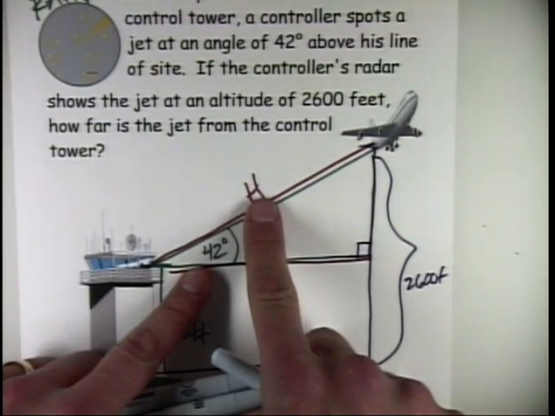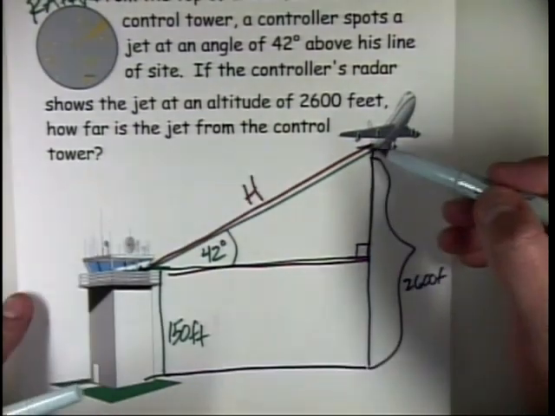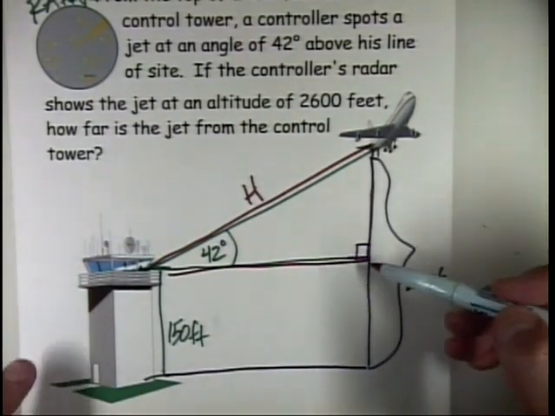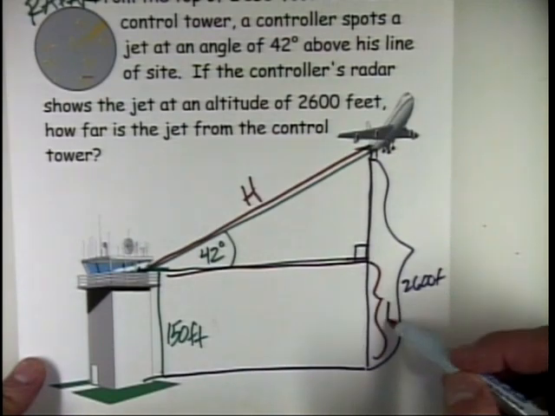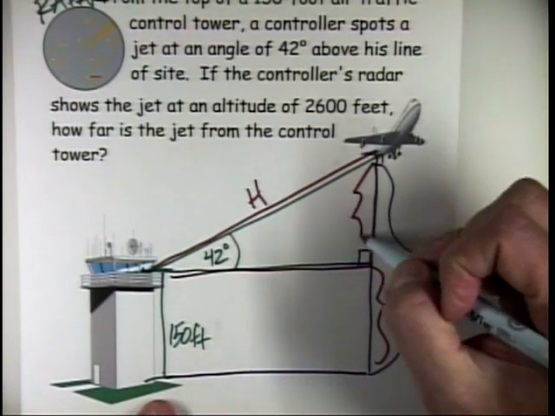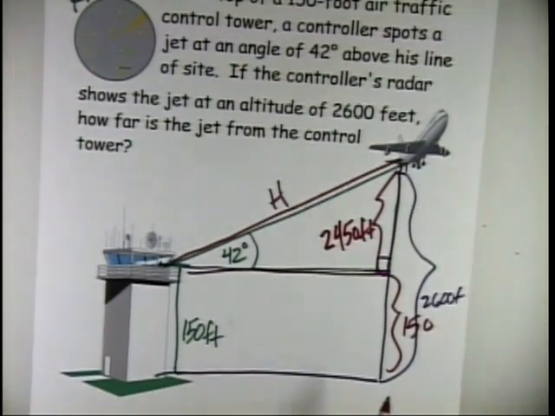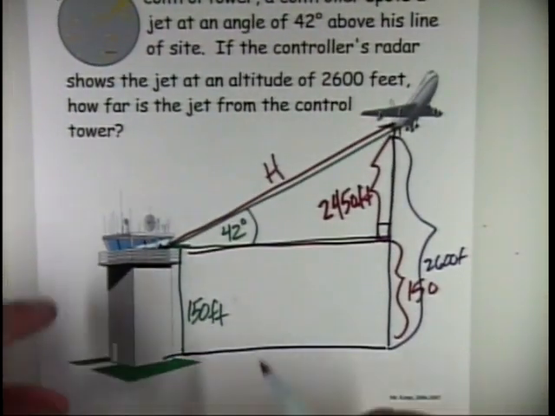Well, I have the reference angle. I'm trying to find an unknown side, so I need to know another side length. How am I going to do that? Well, if I know that this total distance is 2,600 and from here to here, remember, was 150, all I have to do is subtract those two and I can get the height basically of this triangle, which is this right here, and it comes out to 2,450 feet. Now I have my side lengths. I'm ready to set up my ratio.